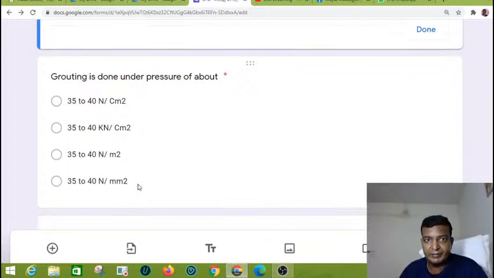Grouting is done under the pressure of about 35 to 40 Newton per cm square, 35 to 40 kilonewton per cm square, 35 to 40 Newton per meter square, and 35 to 40 Newton per millimeter square. Right answer is B.